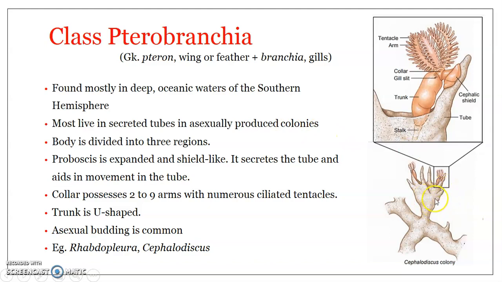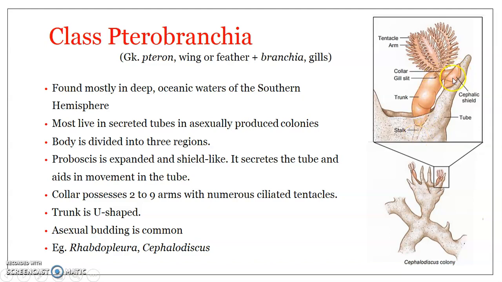So they mainly take up the asexual mode of reproduction by budding. Even though sexual reproduction is found, they are more into the budding way of reproduction, and that is how the colonies are completely made. The body is divided into three regions: the proboscis, here you can see this region, then the collar over here, and the trunk region, which is followed by a stalk.